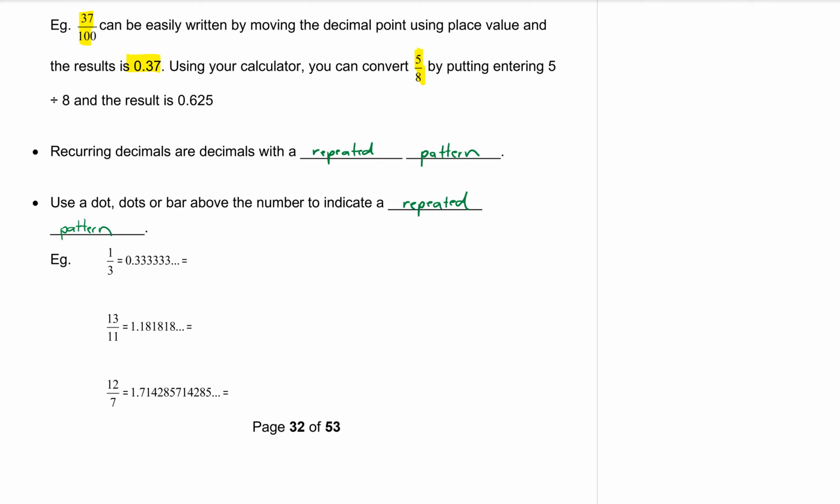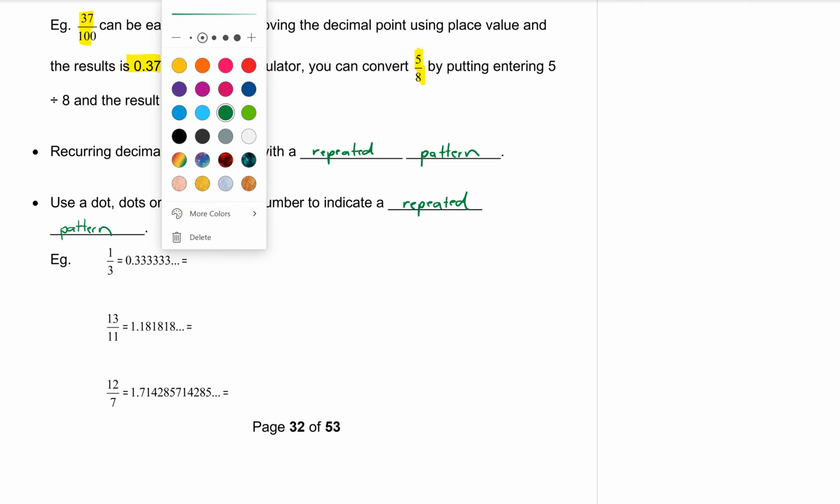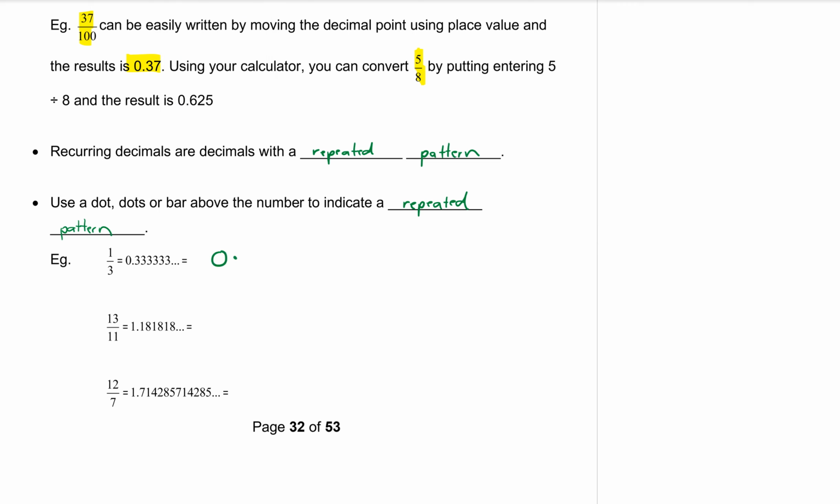1 over 3, that's the fraction. If you put that into your calculator and make it give you the decimal, you get 0.333333333, and it will just keep going forever. To write that down, we simply put the number that is repeating, so 0.3, and we put a dot above it to say that that is going to repeat over and over again. 13 over 11 is 1.181818. So I write the 1 point, and the 18 is repeating over and over again.